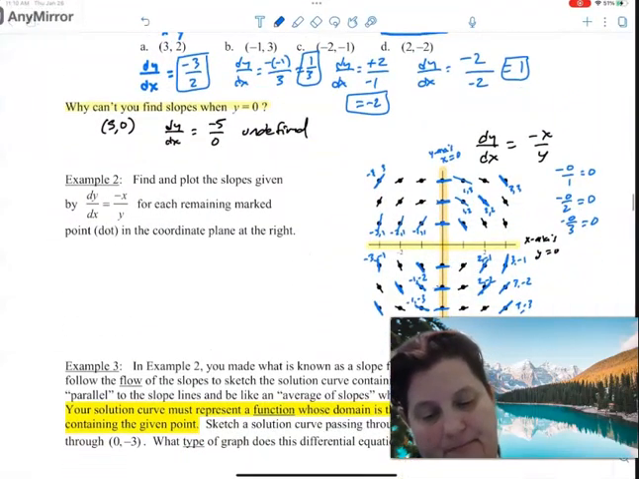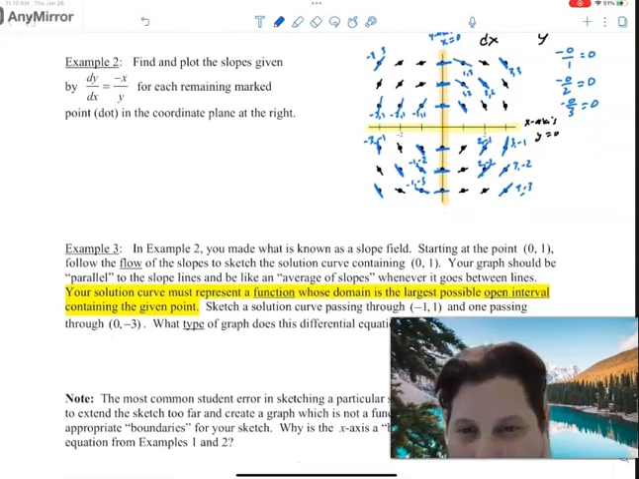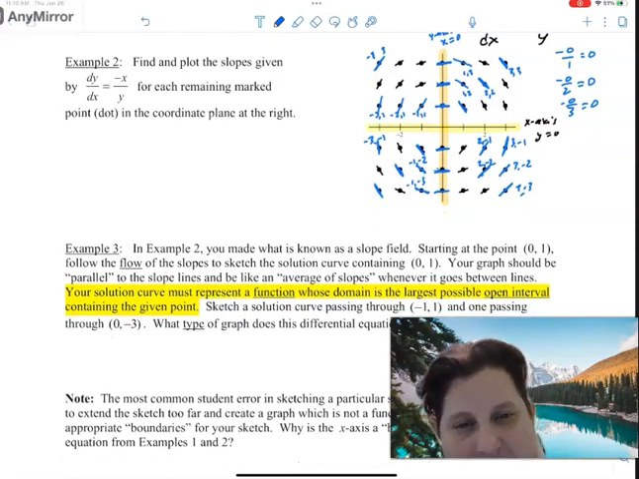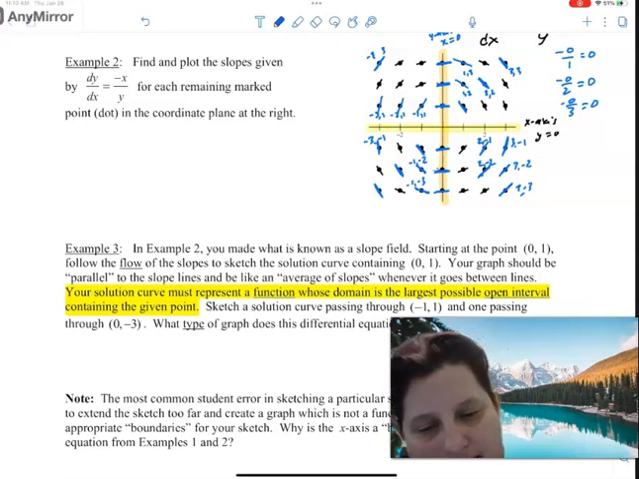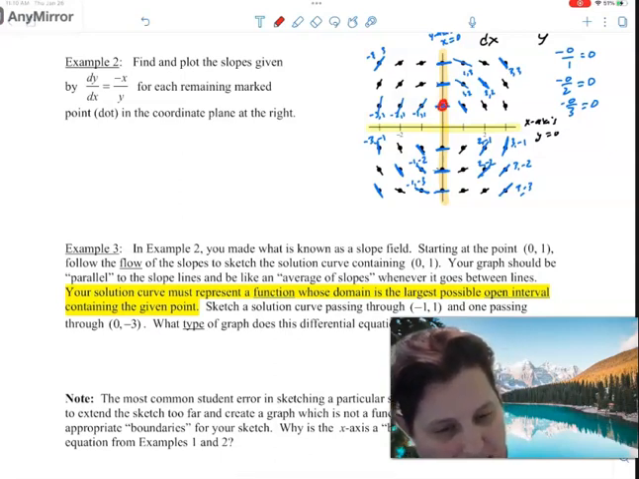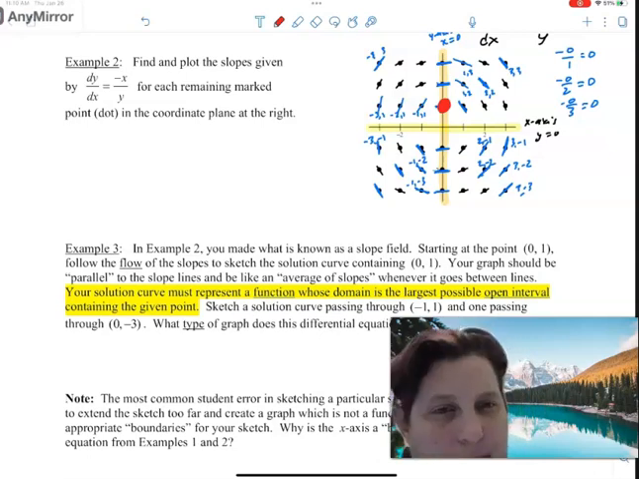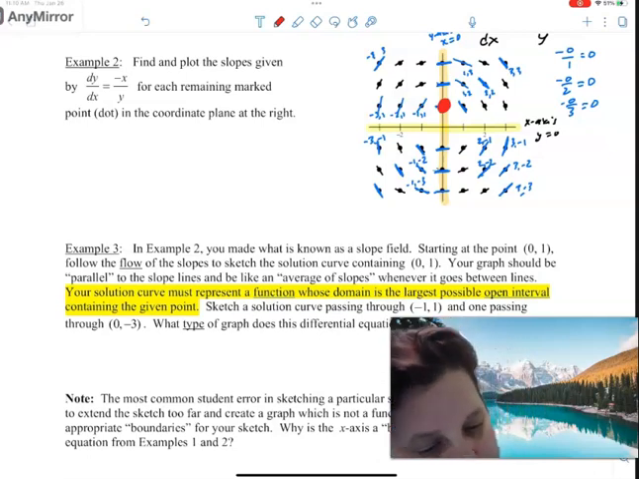Okay. So it says, in example 2, you made what's known as a slope field. Starting at the point 0, 1, follow the flow of the lines to sketch the solution curve. So a lot of times they'll give you a point: over 0, up 1. Now, I'm going to make this one in red just so you can see it. My solution curve kind of follows this.